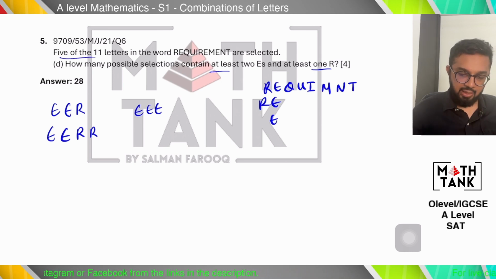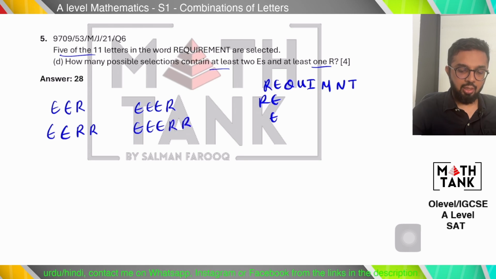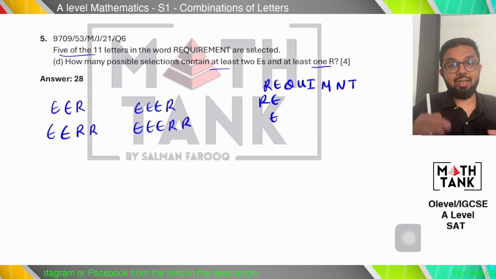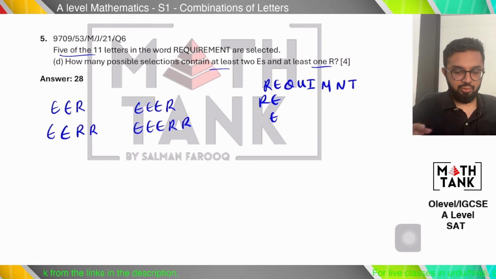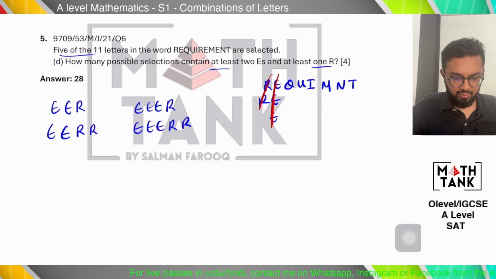Okay, 5 of the 11 letters are selected. So there could be E, E, E and R, or E, E, E and R, R. Okay, those could be the possible directly selected elements of my combinations. I know that R's and E's get cancelled out because I made all the cases that I could possibly make there: 2 E's, 1 R; 3 E's, 1 R; 2 E's, 2 R's; 3 E's, 2 R's. I think that settles it.